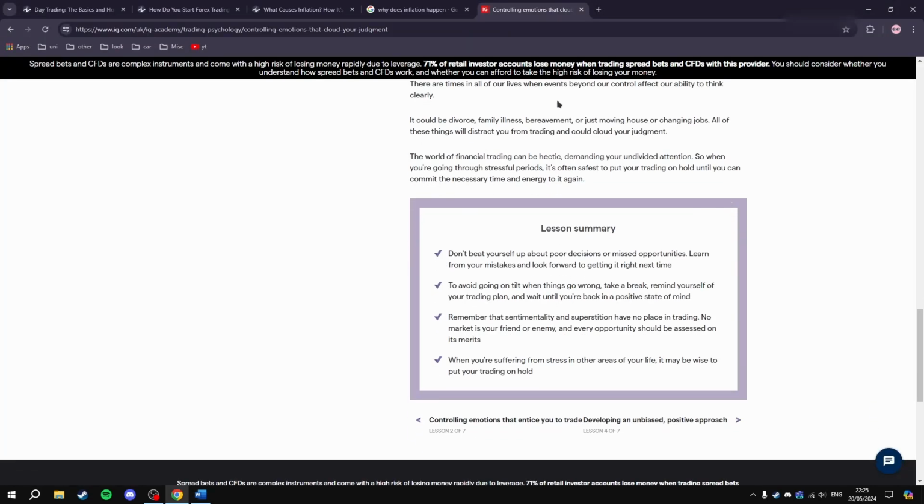Lesson summary. Don't beat yourself up about poor decisions or missed opportunities. Learn from your mistakes and look forward to getting it right next time. To avoid going on tilt when things go wrong, take a break, remind yourself of your trading plan, and wait until you're back in a positive state of mind. Remember that sentimentality and superstition have no place in trading. No market is your friend or enemy, and every opportunity should be assessed upon its merits.